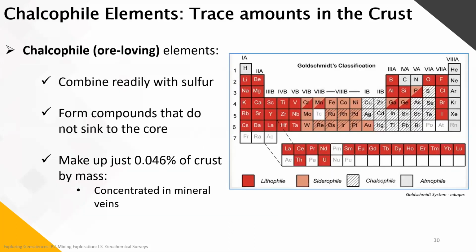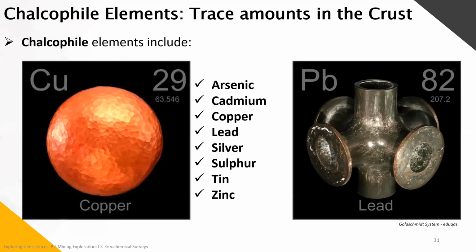The chalcophile elements are found as trace amounts in the crust and are the ore-loving elements. So the ones that are searched for by prospectors. So they combine with sulfur. They form compounds that do not sink to the core, and they make up just about roughly 0.05% of crust by mass, concentrated in mineral veins. Examples of chalcophile elements are arsenic, cadmium, copper, lead, silver, sulfur, tin, and zinc.